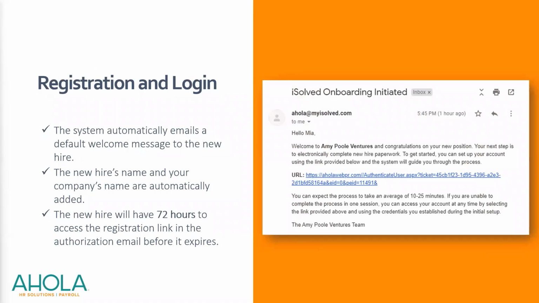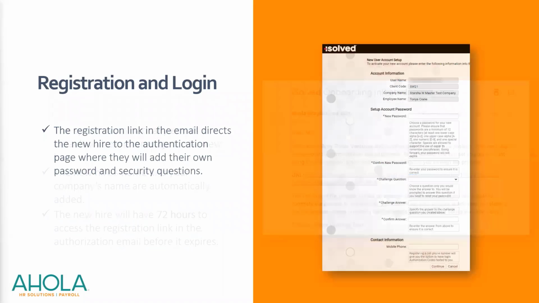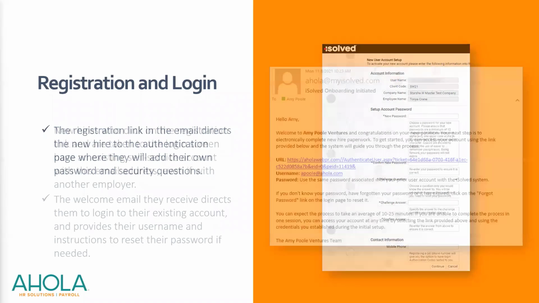As always, the system automatically emails a default welcome message to the new hire. The default welcome message is displayed here, and the new hire's name and your company's name are automatically added. The registration link in the email directs the new hire to the authentication page where they'll add their own password and security questions.